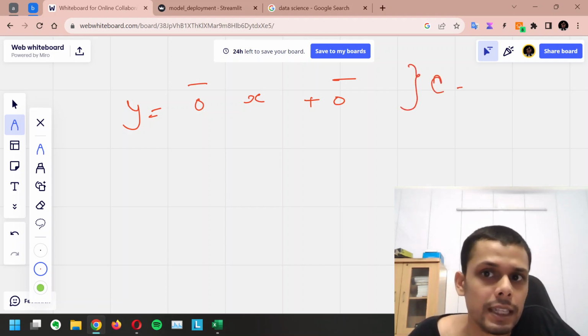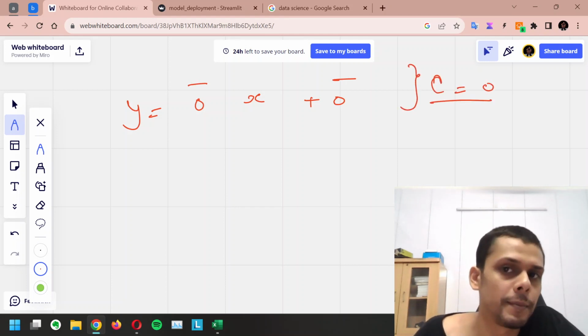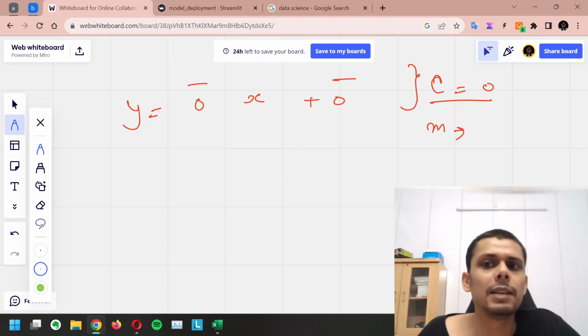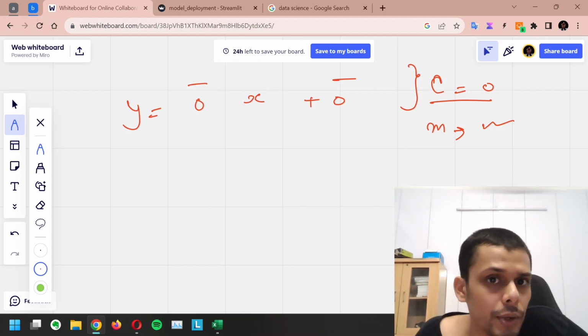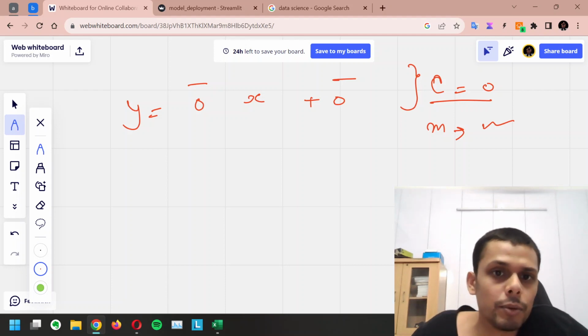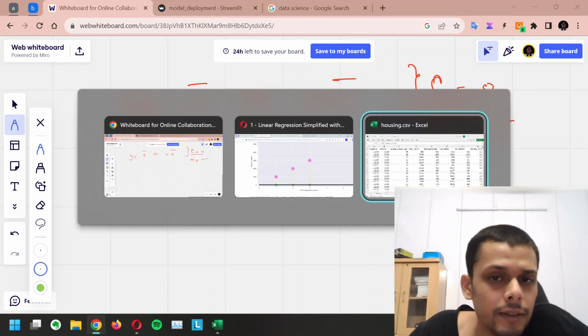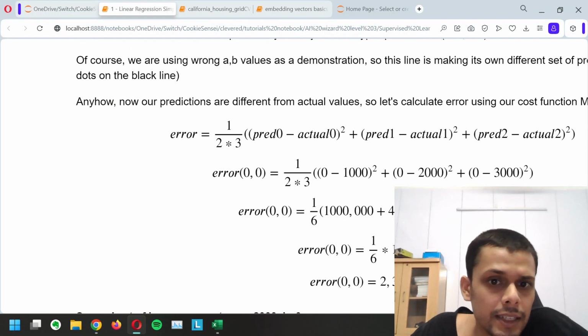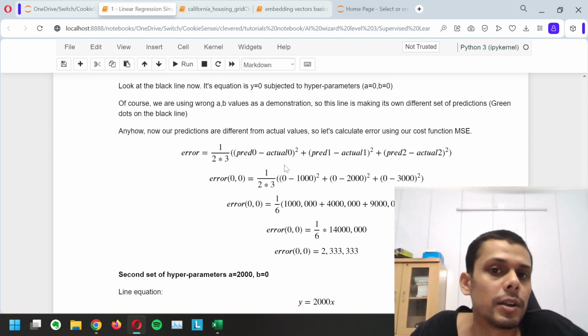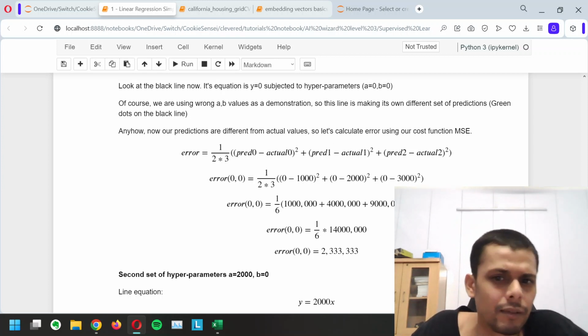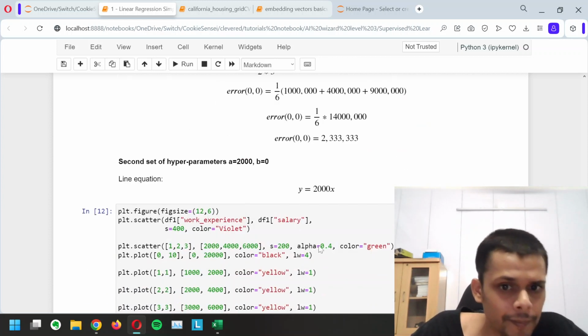I'm using c as 0 just to simplify, but I will keep on changing m. Anyway, we use the value of y equals 0x, come to some kind of error, and evaluate the error. So let's evaluate the error as well at this stage. The error would be prediction minus 0, take the whole square. Prediction 1 minus actual 1, take the whole square, and so on. There's a mathematical formula, and you will calculate some kind of error.